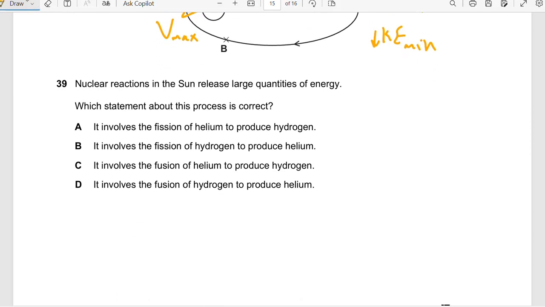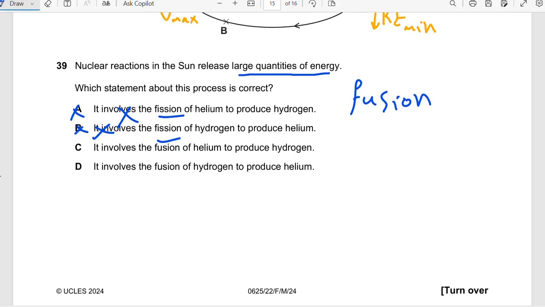Now, question 39 says, nuclear reaction in the sun releases large quantity of energy. Remember, in the sun we have a fusion reaction. Fusion reaction only. In A and B they say fission reactions. No, A and B are wrong, okay. C and D have fusion, correct, both of them, but I have to pay attention.